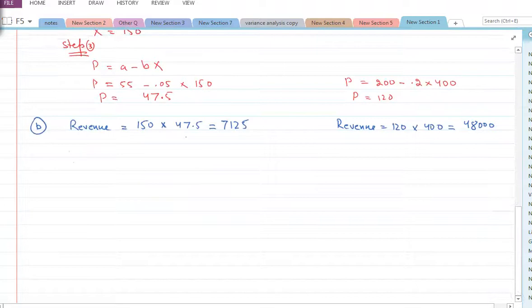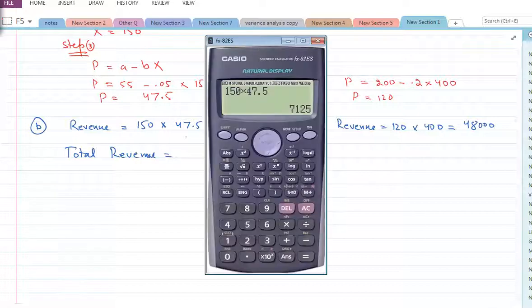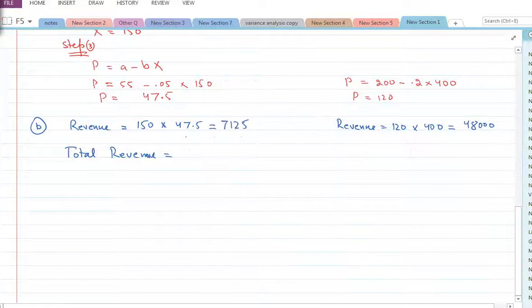So we have the revenue, so let's calculate the total revenue first of all. The total revenue will be 48,000 plus 7125, which will be 55,125.